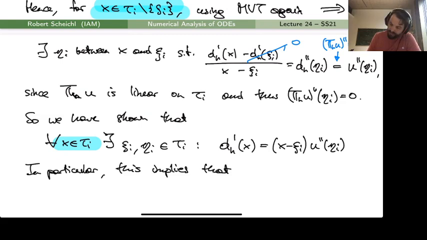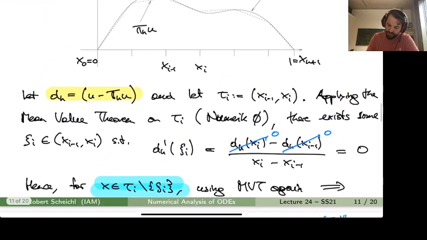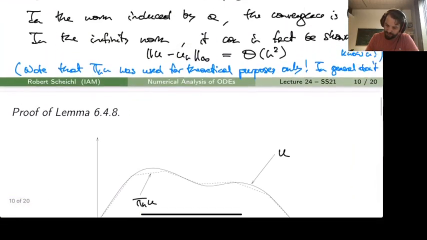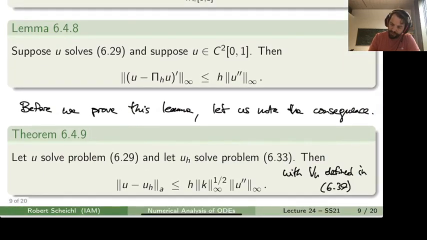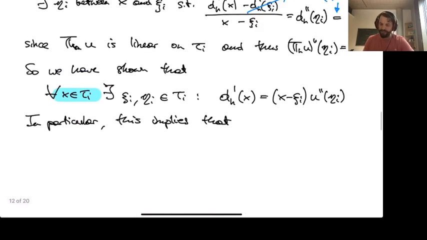dh primed is exactly what we wanted to bound, because dh primed is u minus pi h u, so we wanted to bound exactly here u minus pi h u primed. So this is dh, remember? So this is dh primed. So the infinity norm of dh primed is what we want to bound from above. So now we know that for every x, dh primed of x can be written like this. And so in particular, we can take the maximum.